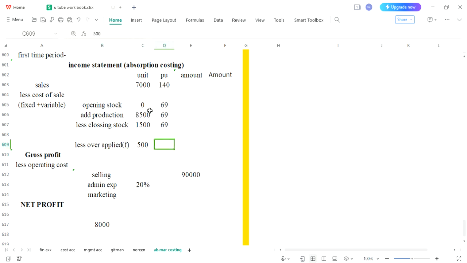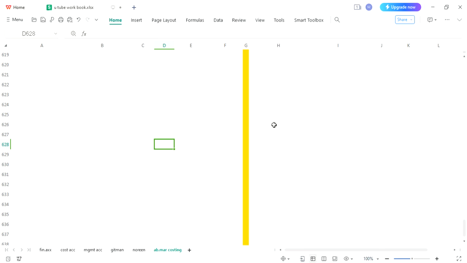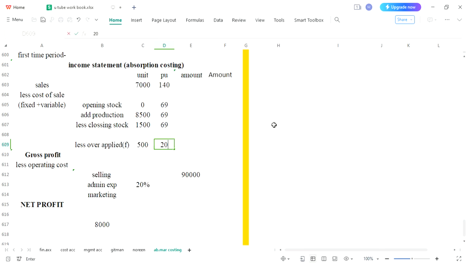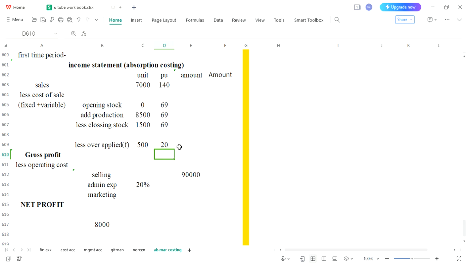Okay, this per unit cost we need, and we will go and see how much was the fixed cost. Per unit fixed cost is mentioned over here as 20. So we'll come back and write 20 per unit cost over here. Hopefully you have understood. Should I tell you again? 8,000 for 6 months standard, we have produced 8,500. 500 extra units we have produced, that means overproduction. And this over or under applied is associated with fixed cost only. So we went to the question and saw that 20 is your per unit fixed cost. The same 20 has been posted.